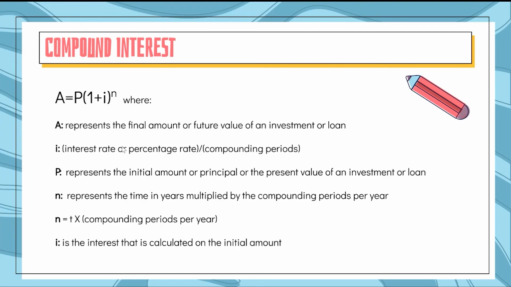I is the interest rate, and P represents the principal. n represents the time in years, the number of compounding periods, and I is the interest that is calculated on the initial amount. Oh my gosh, this was so hard.